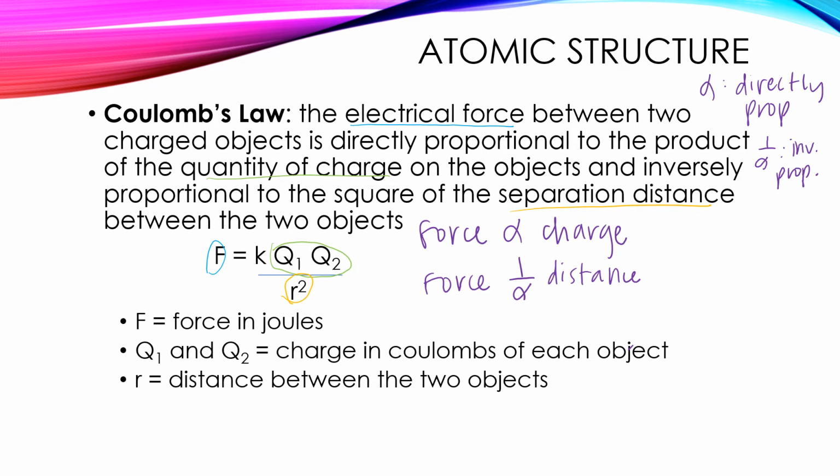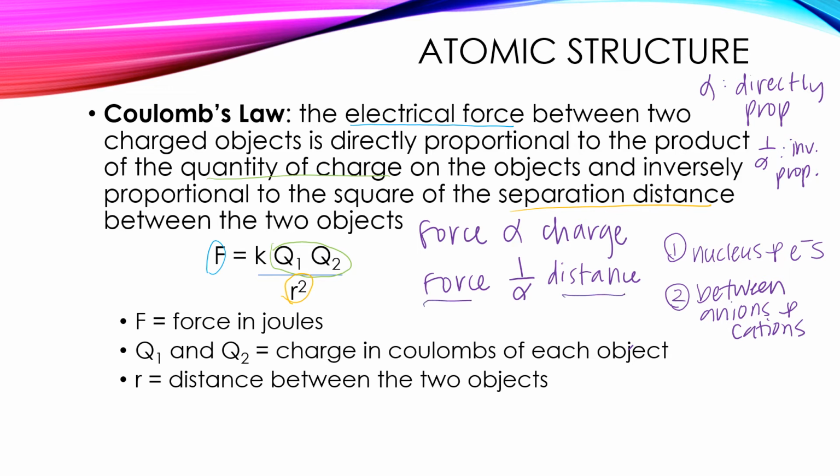So we think about this most often when we think about the nucleus, the force of attraction between the nucleus and electrons. And we think of this a lot when we're looking at the force of attraction between anions and cations. So we'll see Coulomb's law come into play when we're talking about electrons that are farther away from the nucleus. So greater distance have less force.